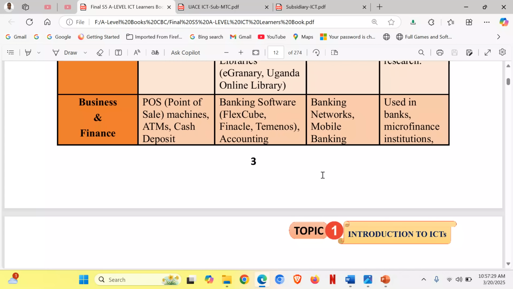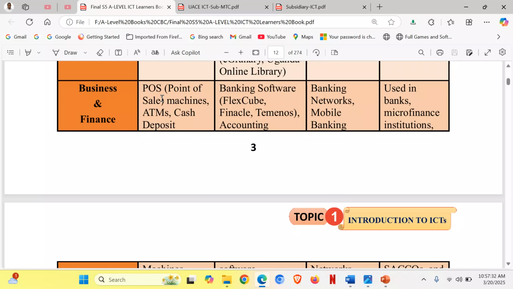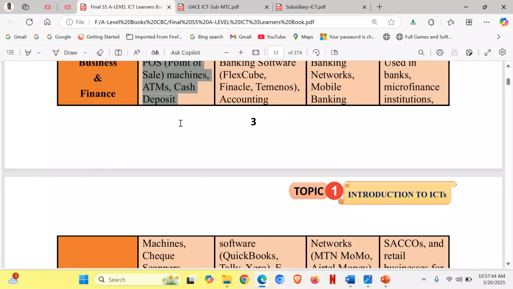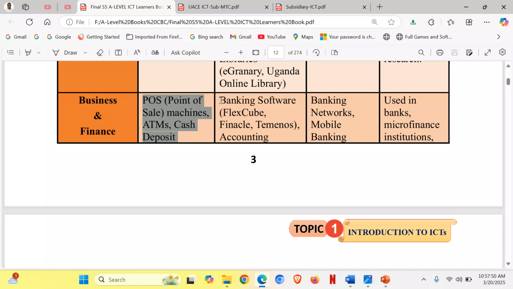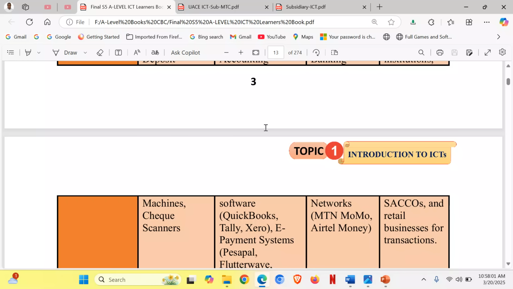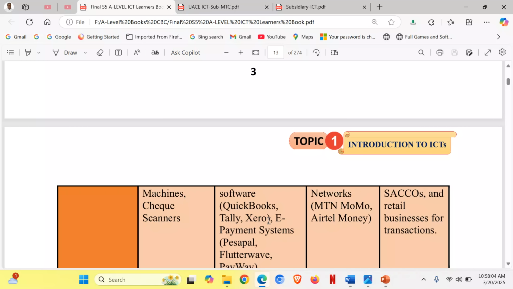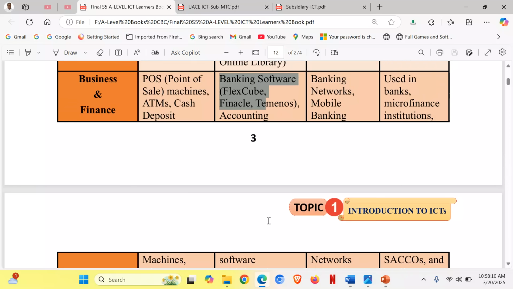How about business? In business and finance, we have the hardware ICT tools like point of sales system machines. We have ATM. We have cash deposit machines. We have check scanners, etc. Then how about the software? We have banking software like FlexCube, Finacle, Temenos, accounting softwares like QuickBooks, Tally, e-payment systems like PesaPal, Flutterwave, and Payway, etc.